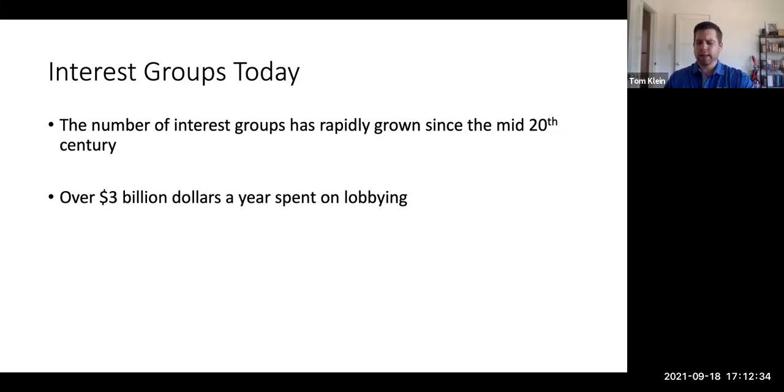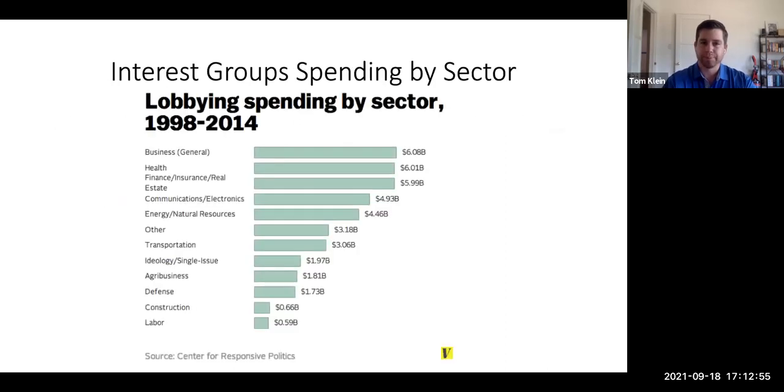We've seen really the number of interest groups explode since the mid-20th century. And in today's world, we have about $3 billion every single year spent on lobbying. That's $3 billion that people are spending, whether they are part of corporations or individuals, to influence the government. That is a ton of money. And you can see, I have this chart here, a little dated, but I think it shows, hopefully, where a lot of this money is going.